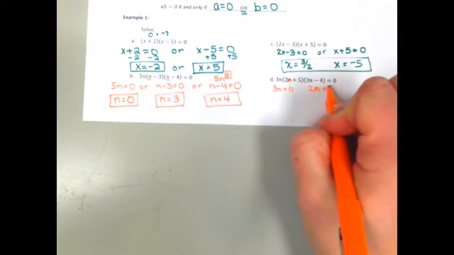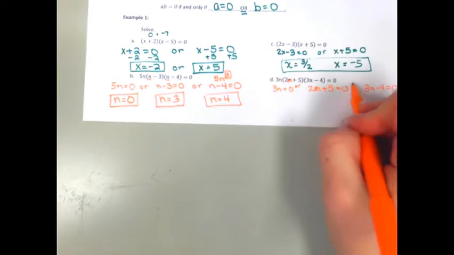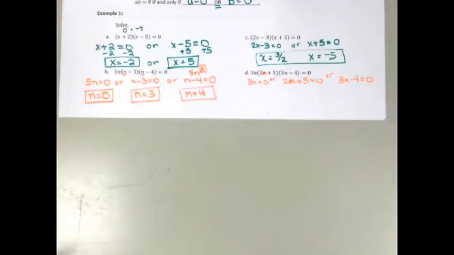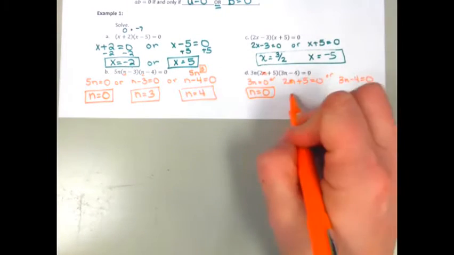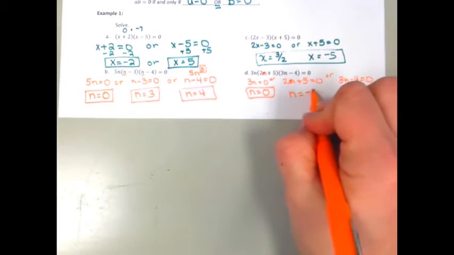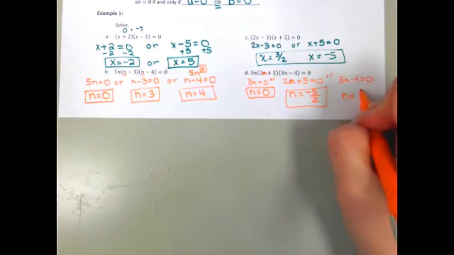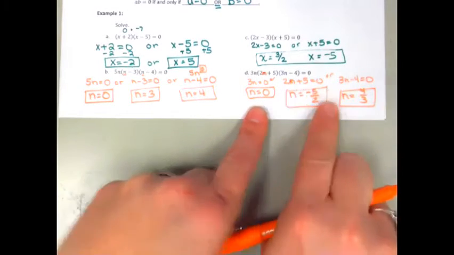Or 2n plus 5 equals 0. 3n minus 4 equals 0. So each part equals 0. So what's my first one? N would equal 0. N would equal -5/2, because you subtract the 5, divide by 2, and my last one, 4/3. So you add the 4, divide by 3. So my graph would cross the x-axis at 0, -5 halves, and 4/3.